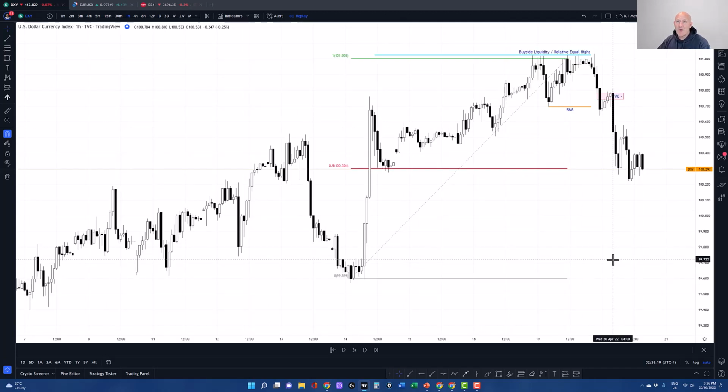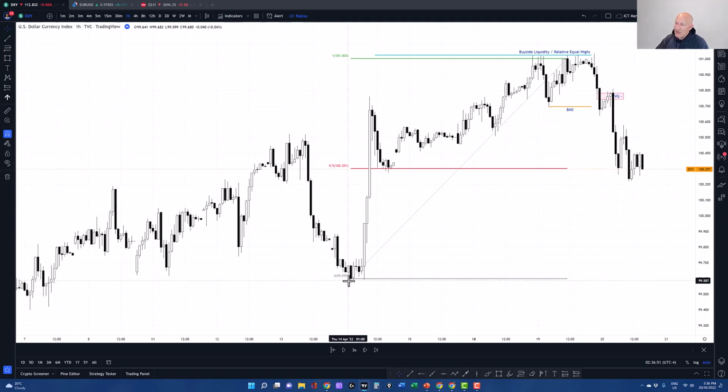Now we've zoomed into our 1 hour chart, and what you can see is we have this move from about 99.60 all the way up to 101, and you can really see how clear these relative equal highs are here at 101. And ICT talks about this being almost engineered to trick the market into thinking that the dollar has reached its zenith, it's reached its highs, and it's going to pull back from here.